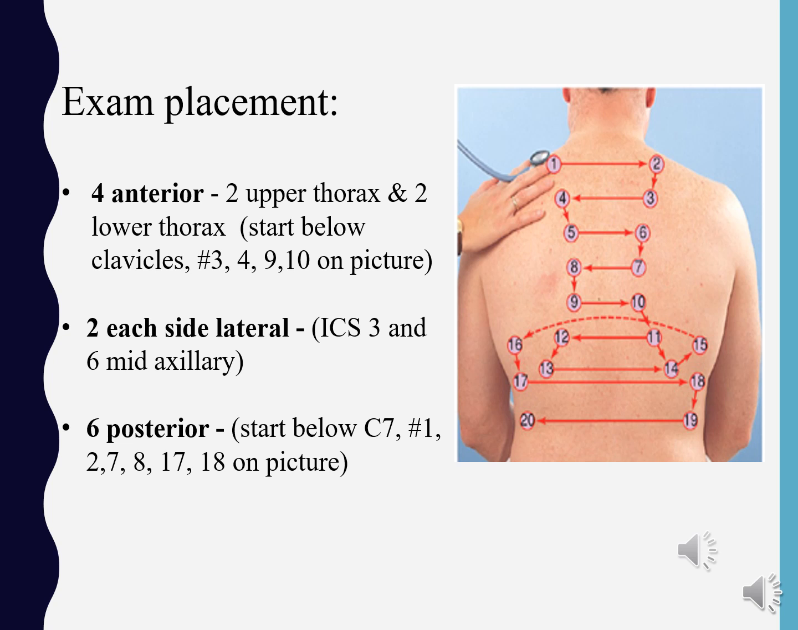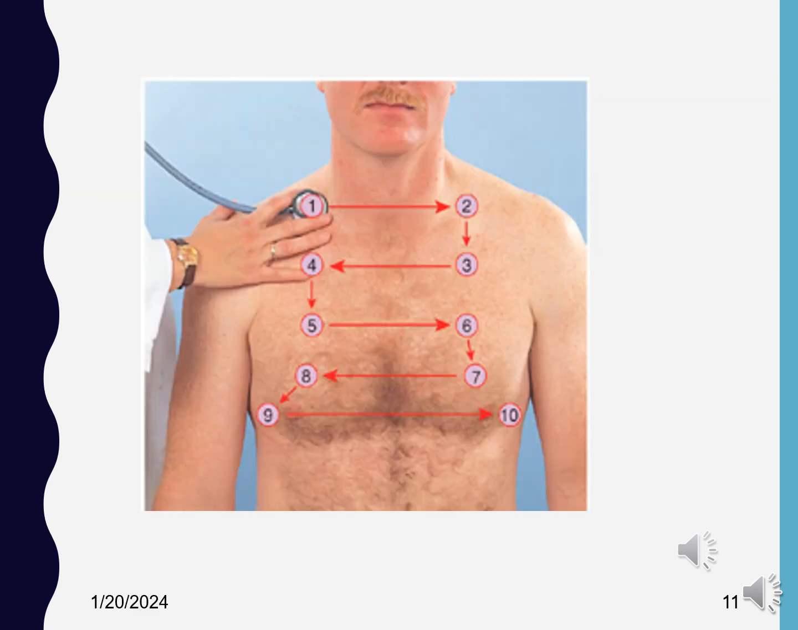Now, in this picture, there is the exact exam placement. So, in the anterior and posterior. So here in this picture, there's the posterior. You start below the C7, and you are listening to those spaces 1 and 2, 7 and 8, and 17 and 18. Kind of makes a backward C in this picture. Now the next picture, you are listening to 3 and 4 and 9 and 10. So this gives you exactly an idea of where you're going to listen.